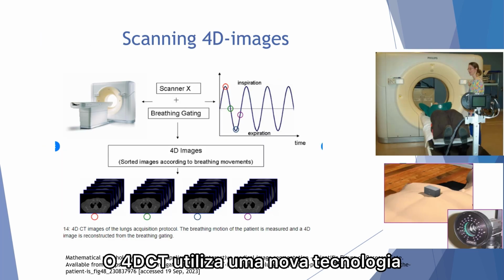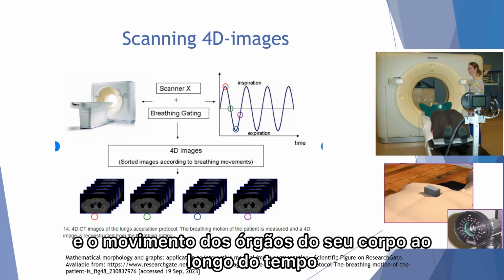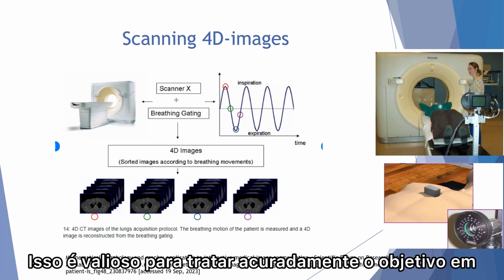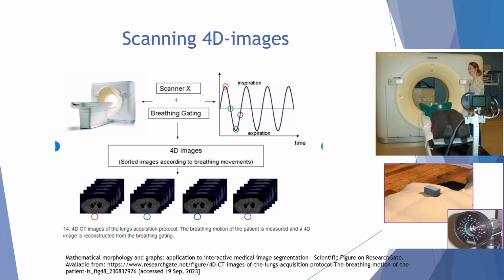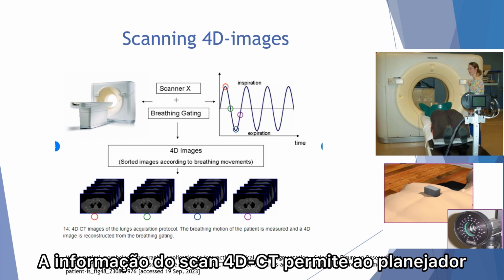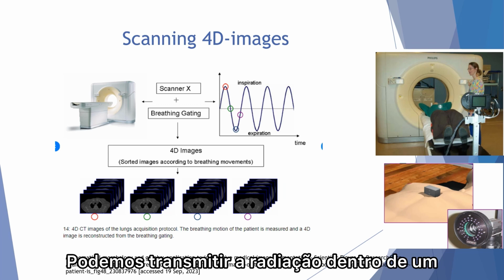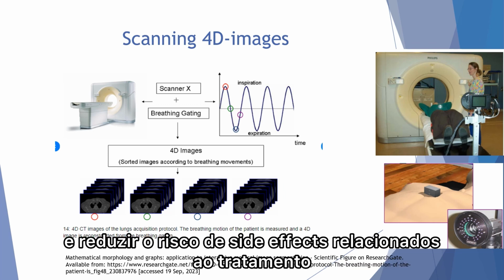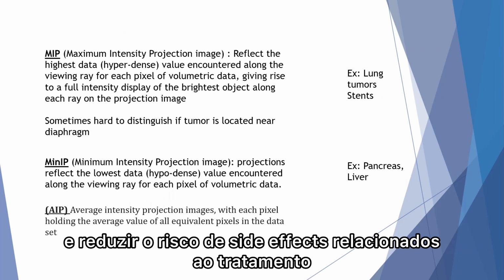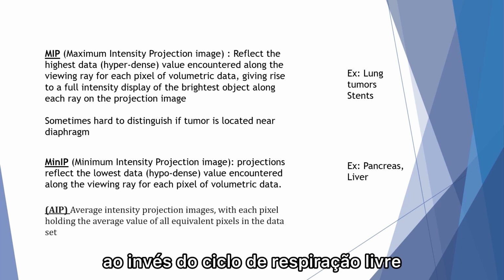4D CT uses a new technology that captures the location and movement of the target volume and the movement of your body's organs over time. This is valuable for accurately treating a target on or near organs that move, such as those in the chest and abdomen. The information from the 4D CT scan allows treatment planners to design more precise treatments for the moving volumes. We can deliver radiation within a certain interval of the breathing cycle and reduce the risk of treatment-related side effects.